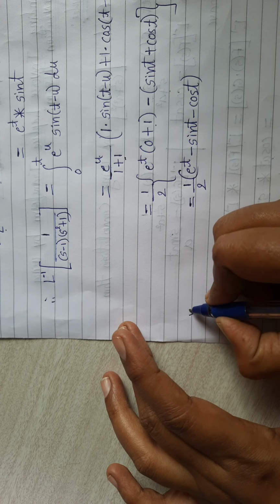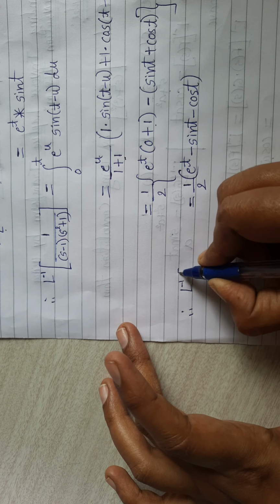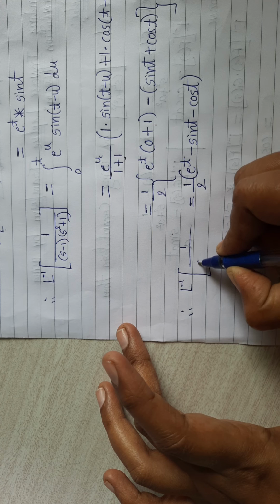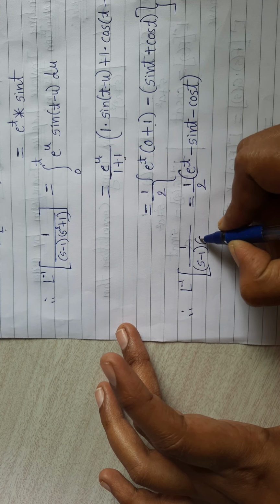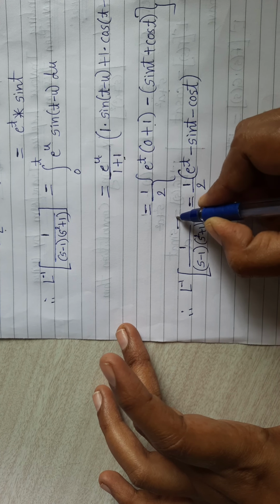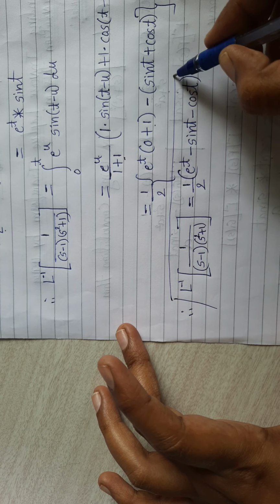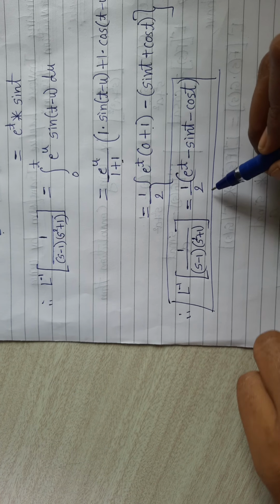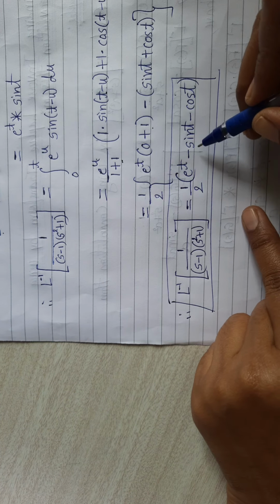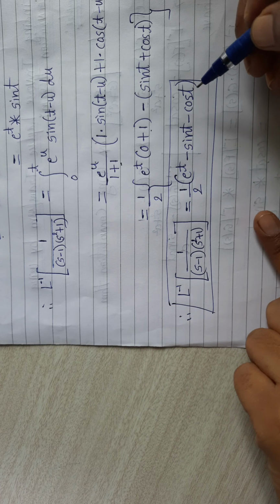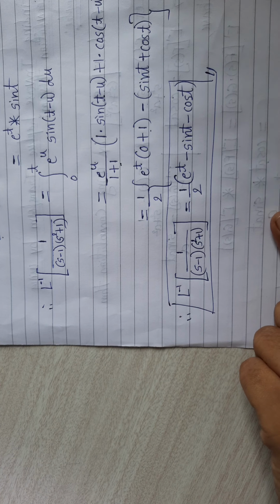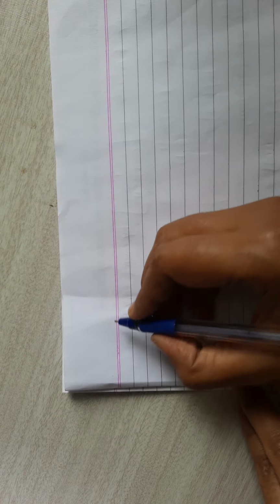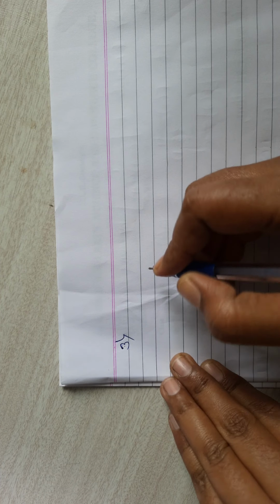Therefore L inverse of 1 divided by s minus 1 into s square plus 1 equals 1 by 2 times e to the power t minus sin t minus cos t. I hope you are getting the solution. I'll take one more example. Write it.